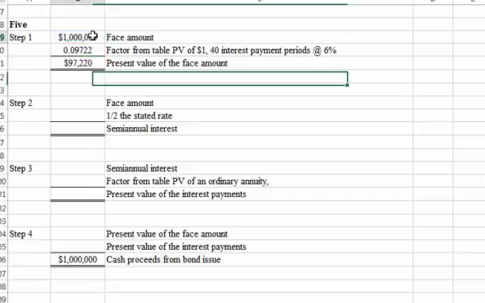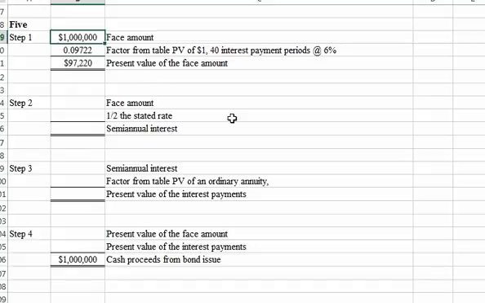So what, $1 million to be received 20 years from now, with interest payable every 6 months at a rate of 6%, and that interest will be added back to the balance each time. That amount's only worth $97,220 today. See how much easier it is, you guys, to make money if you have money? See, the reverse is true here as well.